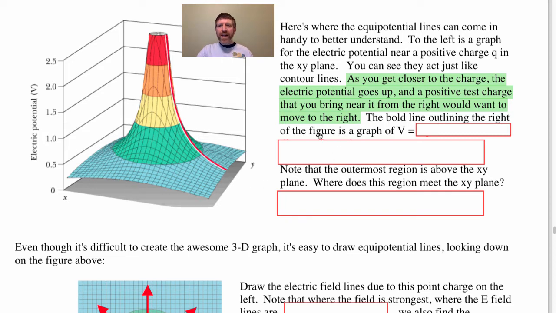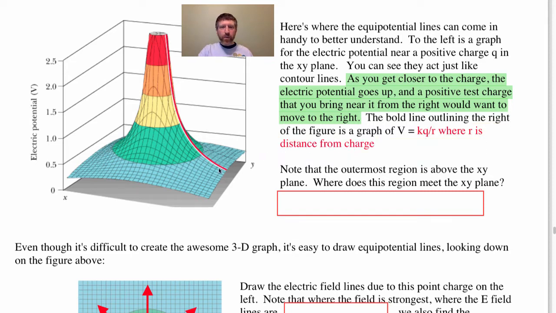Now the bold line outlining the right of the figure is simply a graph of KQ over R, where R is the distance from the charge. Now we're in the XY plane, so you could calculate R as the square root of x squared plus y squared. But notice that that's just like the graph we just drew. It's proportional to 1 over R. In fact, it's KQ over R to be exact.